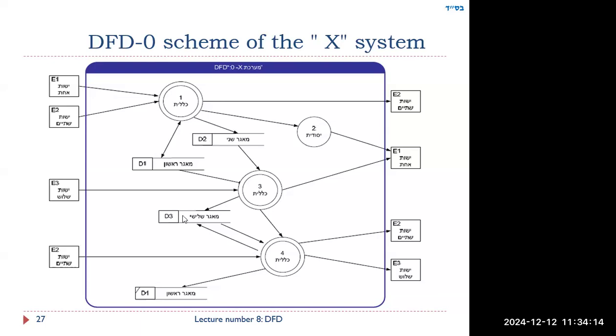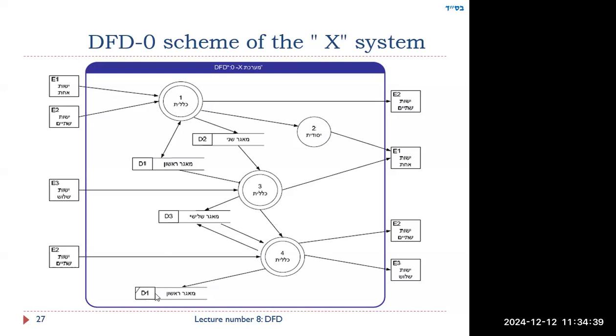Every database that is here is used by more than 1 process. If it's only used by 1 process, I do not show it. That's the rule. What about D1? Look, D1 is only used by 4. So doesn't that break the rule that I just said? No, it doesn't. Tell me why it doesn't. It's also used by 1.